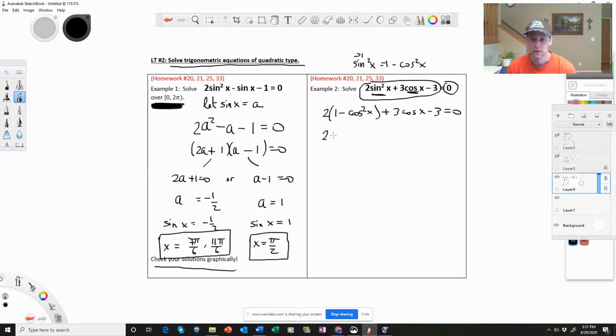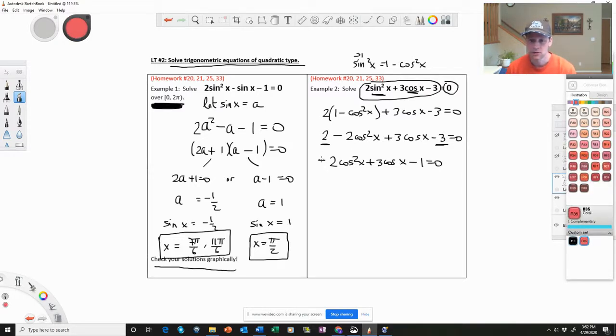Here's what you should have done. 2 minus 2 times the cosine squared of x plus 3 times the cosine of x minus 3 equals 0. Combining our like terms, which are only this guy and this guy, not too exciting, we'll get negative 2 times the cosine squared of x plus 3 times the cosine of x minus 1 equals 0. I don't like a leading coefficient that's negative, so I'm going to multiply everything by negative 1. And if you don't mind, I'm going to cheat to do that. I'm going to make this positive, this negative, this positive. Now I'm going to factor it.